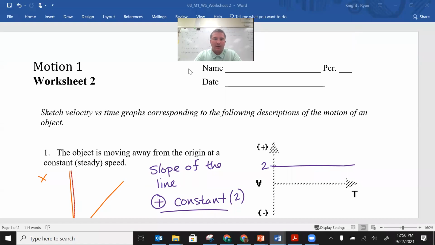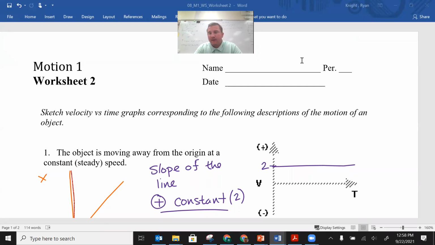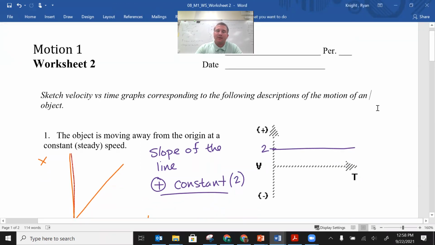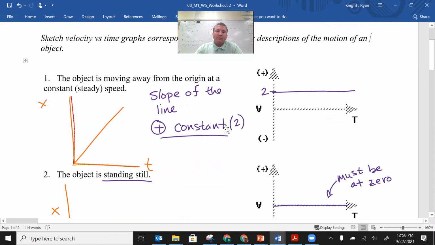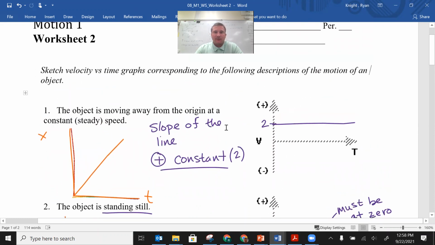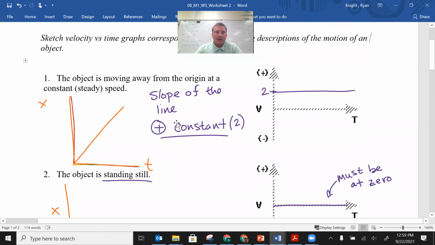All right, guys. I want to take a look at this worksheet here, in case I'm not here when we get a chance to go over the second part of this. So we did the first page of this last class, right? Sketched the velocity time graphs, and then we also sketched the position time graphs to match along with that. So we should have this part done already.